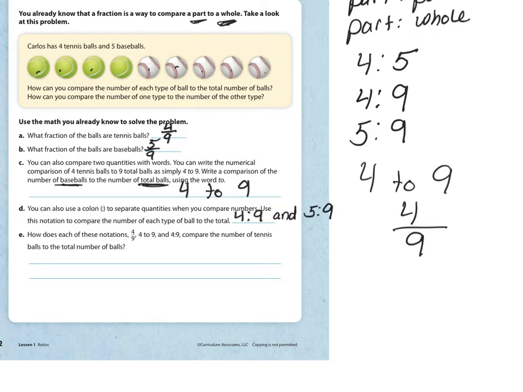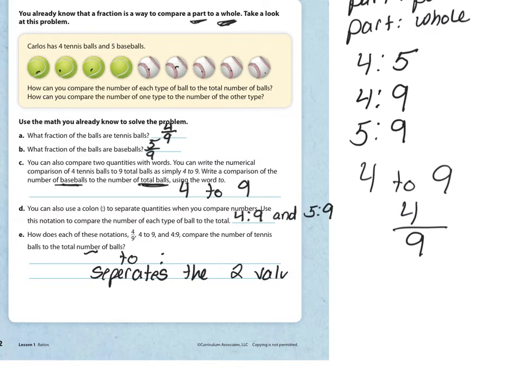How does each of these notations, the fraction, the TO, and the colon, compare the number of tennis balls to the total number of balls? So what that question is looking at, what are we actually doing here? Like, why are we doing this? Okay, so that symbol, the fraction bar, the word to, and the colon, is a separation symbol. Okay, so it separates the 2 values.